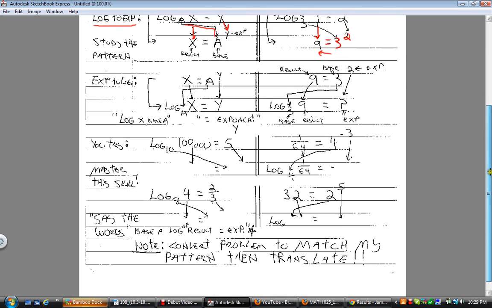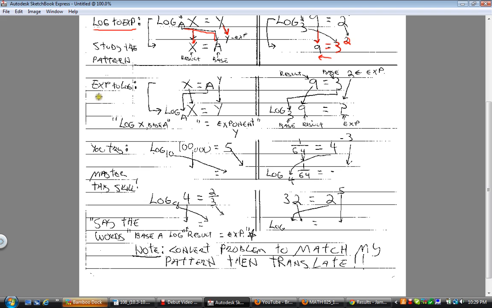Looking on to the next way to go, you're going to go in the opposite direction. This time you're going to go from an exponential form to a log form. The general statement of it is the result x equals base a raised to the exponent y. Try to keep saying that over and over again so you get comfortable with this. You need to convert this.